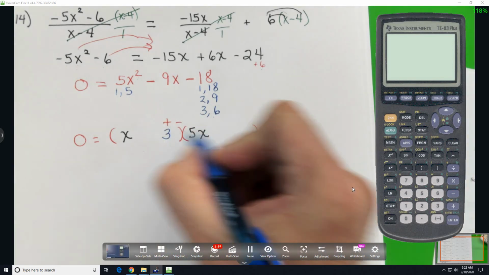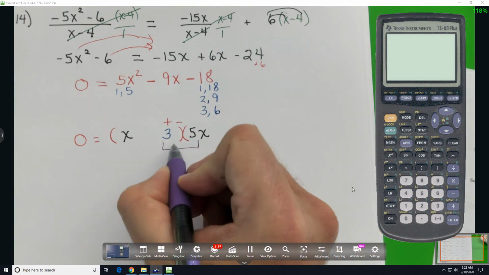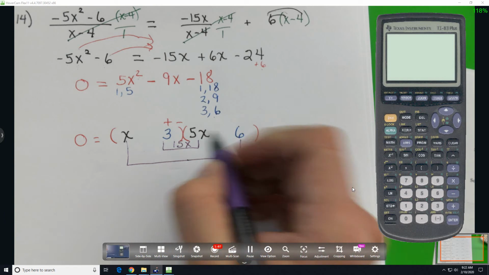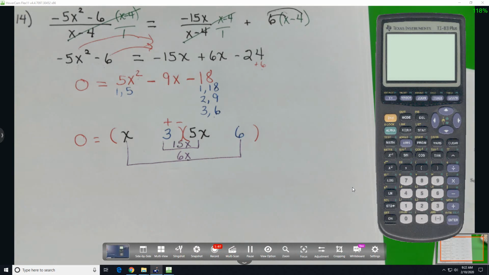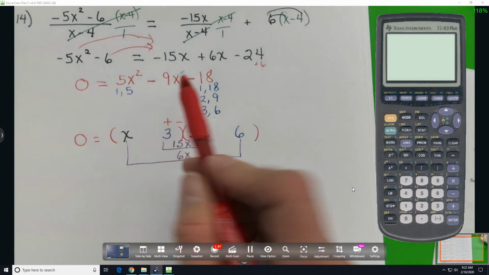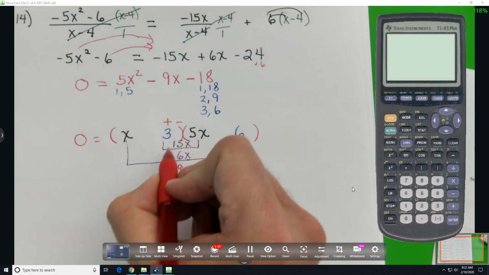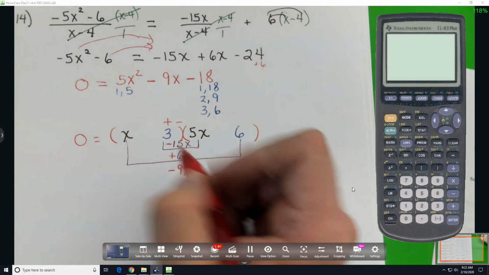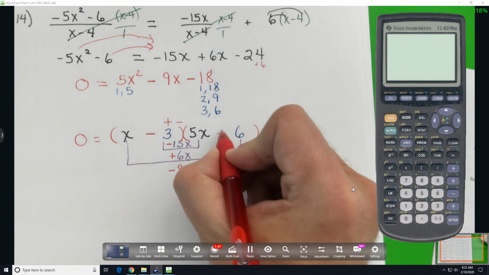Let's see. 3 and 6. Let me see. I'm going to do these little marks. We'd have a 15x for the inner and a 6x for the outer. Have I arranged these correctly? If I want a negative 9x, can I make this work out? Well, the bigger number would need to have the negative. So this negative would go in front of the 3 and a plus in front of the 6.